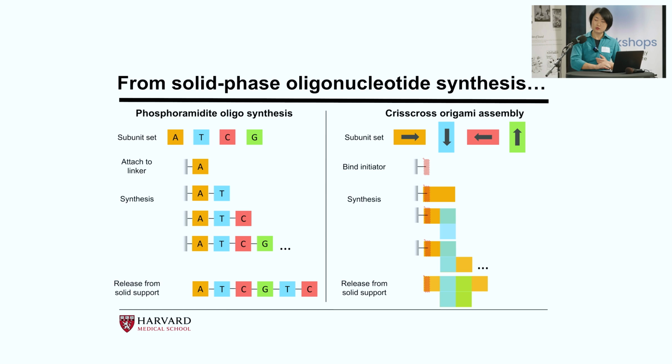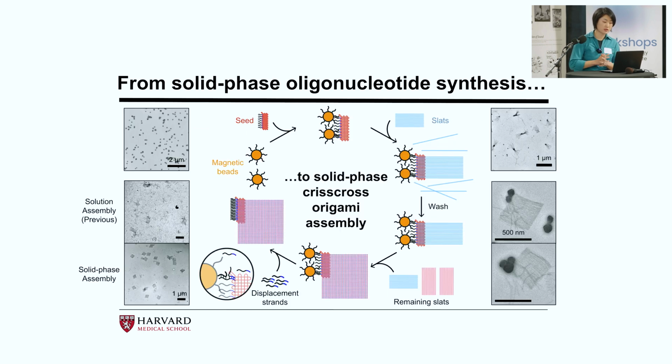So in more detail, what that solid phase oligonucleotide synthesis looks like is something like this. You start with magnetic beads on the top left corner. These are functionalized with oligo handles that are complementary to the seed origami that initiates the full assembly process. You can look at the TEM micrograph there, they're very tiny.